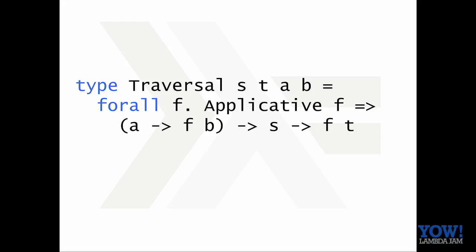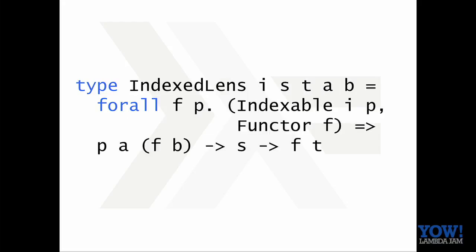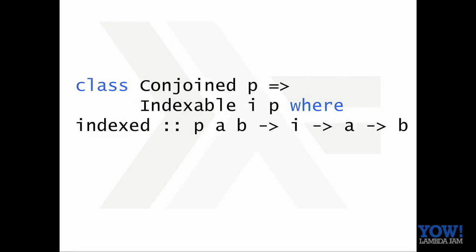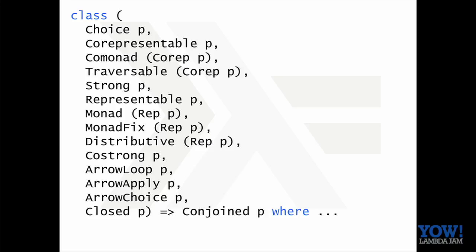So the very next thing on the page with lenses is indexed lens. So all right, well, there's an I type, and the result is indexed by that, where there's some sort of action P that's indexable. And what's that? Okay, well, so P's conjoined, and then, we hit the wall.